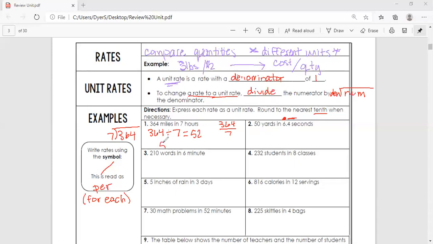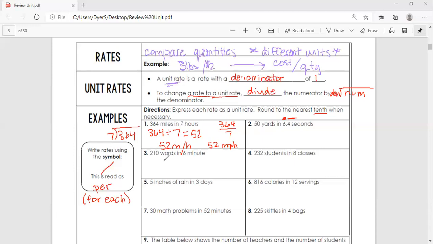So we would say 52, there's a couple ways you can do it, miles per hour. You see it on a speed limit sign as 52 miles per hour. That's a rate, okay? 52 miles for each hour, for every one.